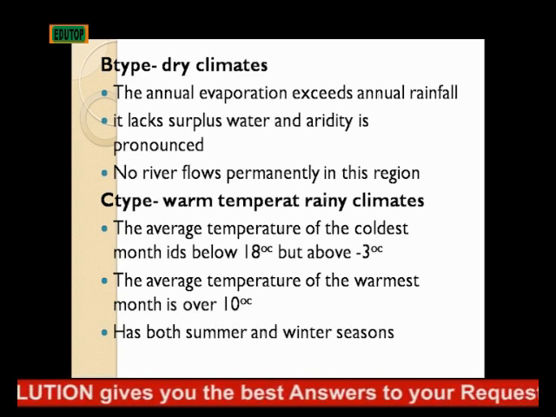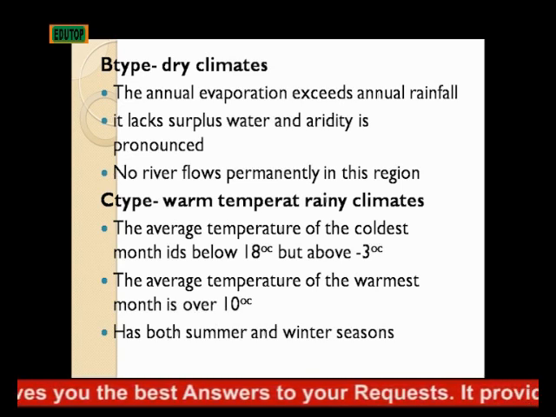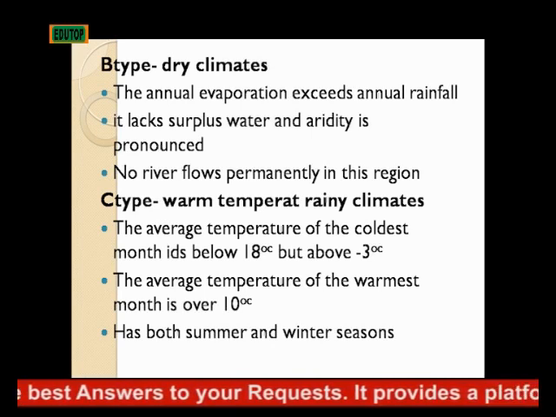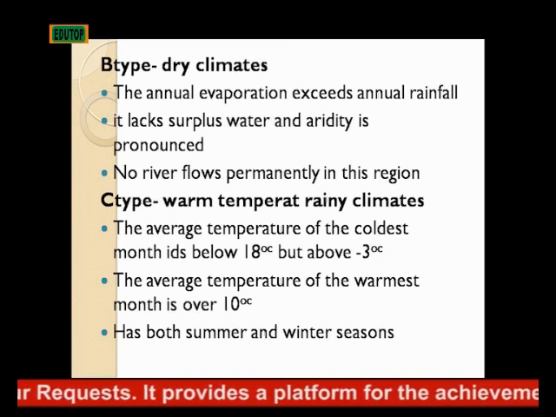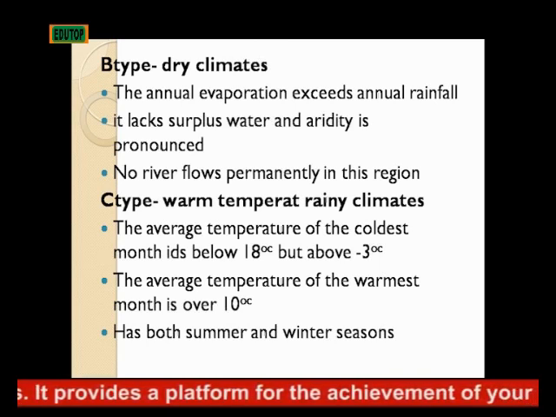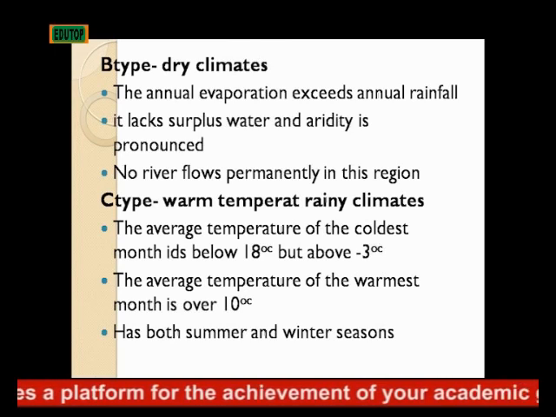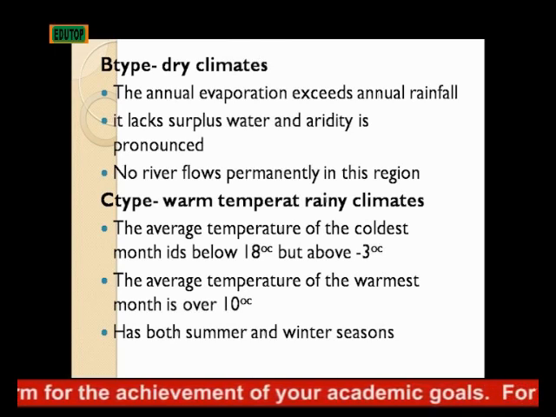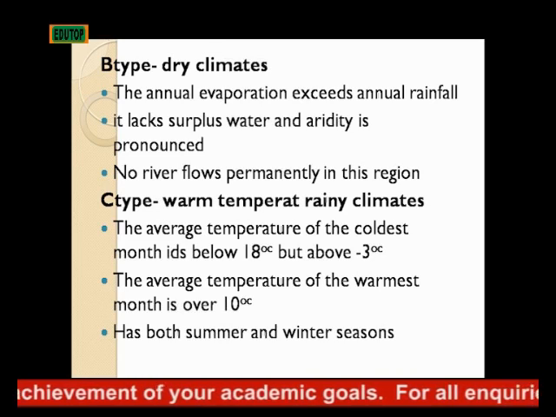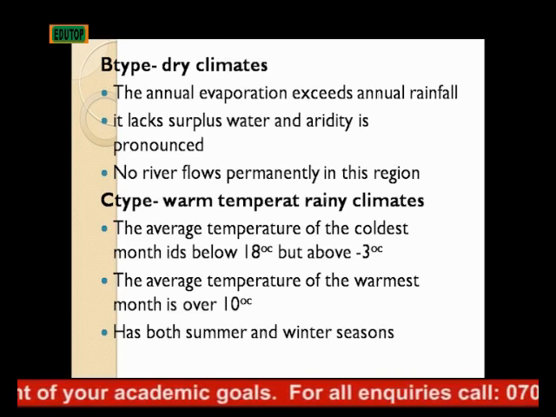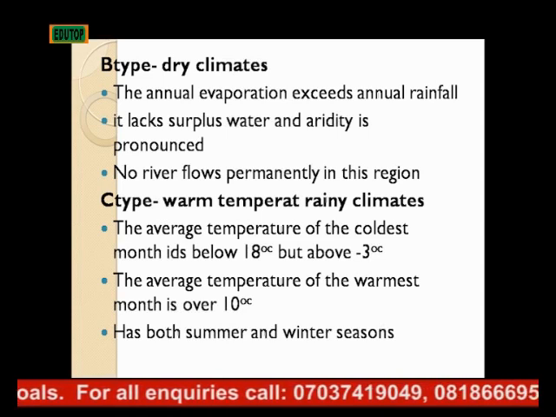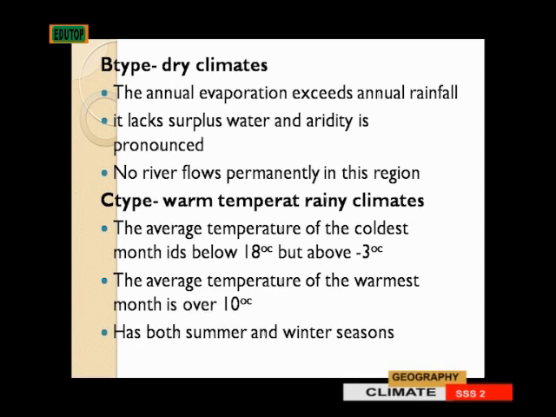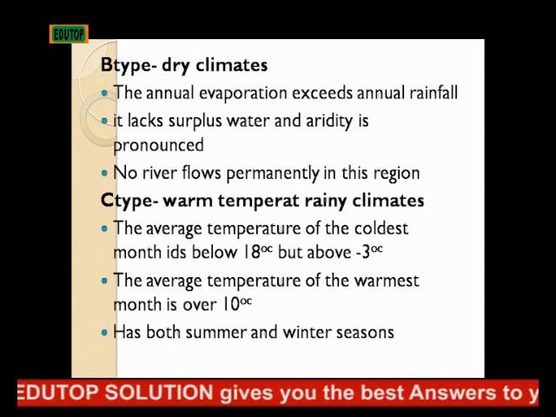The C type, described usually as the warm, temperate, rainy climate, has the following properties or features. One is that the average temperature of the coldest month is below 18 degrees Celsius, but above -3 degrees Celsius. Now, the average temperature of the warmest month is over 10 degrees Celsius. And this type of climate has both summer and winter seasons.